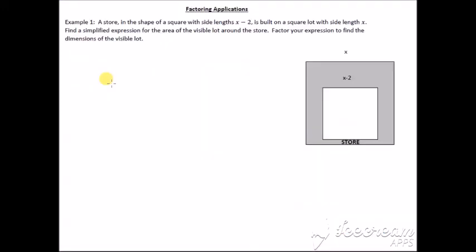All right, factoring applications. A store in the shape of a square with side lengths x minus 2. So this is going to be also x minus 2, of course, because it's a square. Okay. Is built on a square lot. So again, another square with side length x. So that's x, and this is x as well. Okay. Find a simplified expression for the area of the visible lot around the store. And then factor the expression to find the dimensions of the visible lot.